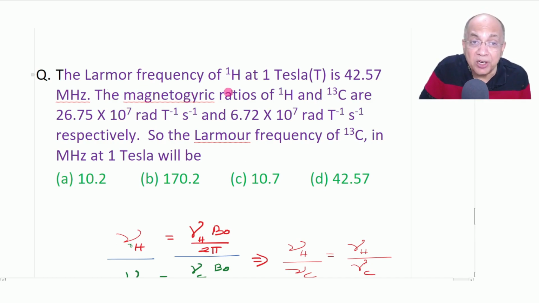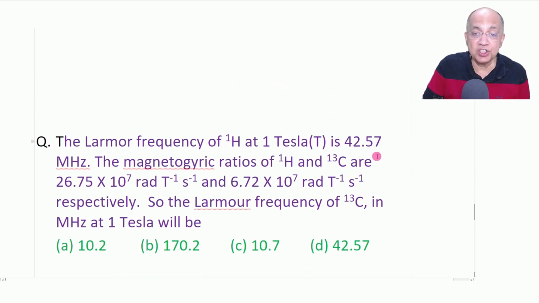Going to the next question. The Larmor frequency of proton at 1 Tesla is 42.57 megahertz. If it is 1.4 Tesla, it is 60 megahertz. And if it is 2.3 Tesla, it is 100 megahertz. So at 1 Tesla, proton resonance takes place at 42.57 megahertz.